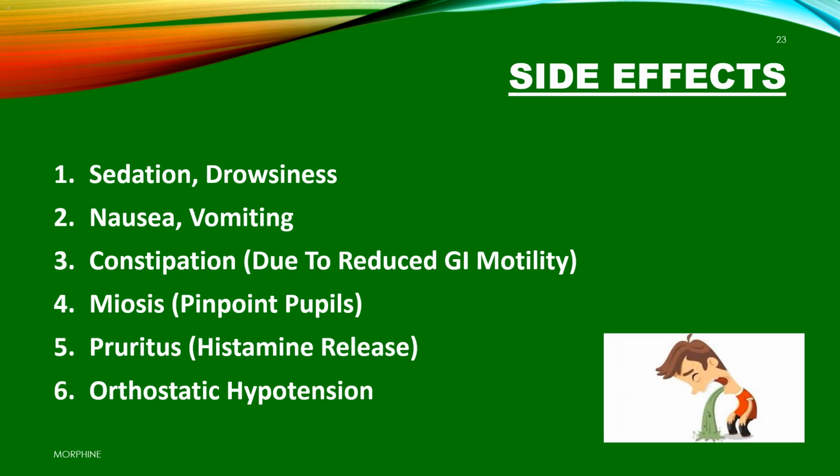Morphine reduces gastrointestinal motility, leading to constipation, which can be a persistent and uncomfortable side effect. 4. Miosis. Morphine causes pinpoint pupils, miosis, due to its effect on the autonomic nervous system, which can be a characteristic sign of opioid use. 5. Pruritus. Morphine can cause itching, pruritus, due to histamine release, which can be uncomfortable and may require treatment. 6. Orthostatic hypotension. Morphine can lead to a drop in blood pressure when standing up, resulting in dizziness or lightheadedness, particularly when changing positions quickly.